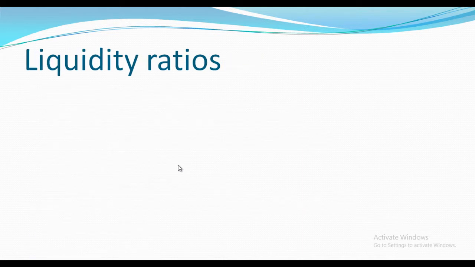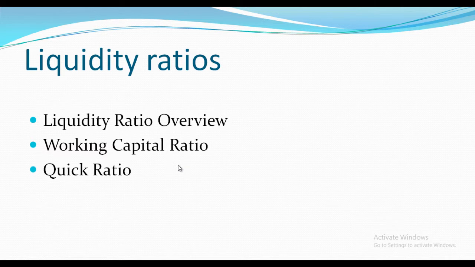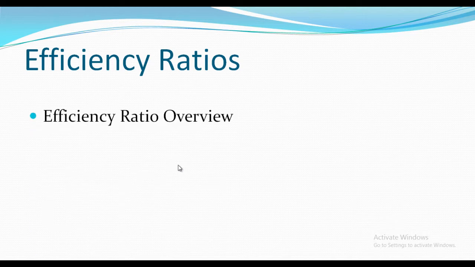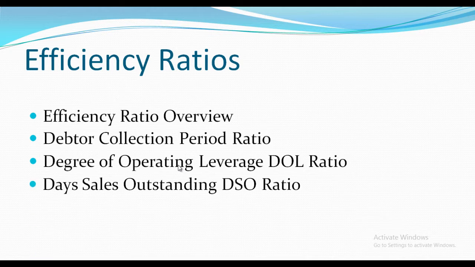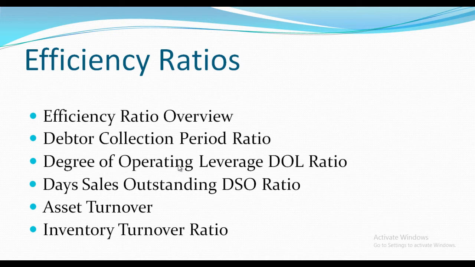Then we discussed liquidity ratios, that is liquidity ratio overview, working capital ratio, quick ratio, operating cash flow ratio. Then we discussed efficiency ratio. Example, efficiency ratio overview, debtor collection period ratio, degree of operating leverage, that is DOL ratio, days sales outstanding, that is DSO ratio, assets turnover, and inventory turnover ratio.